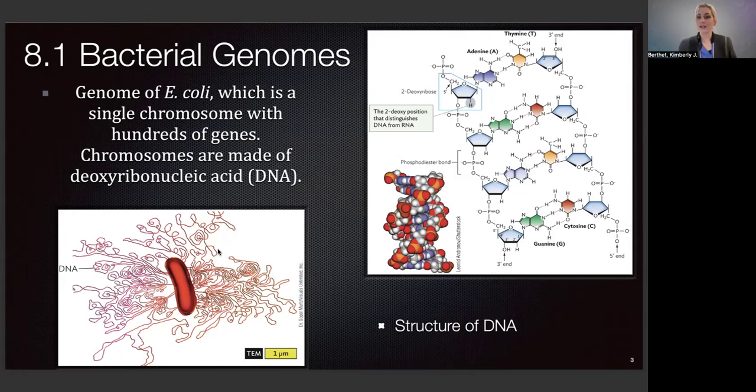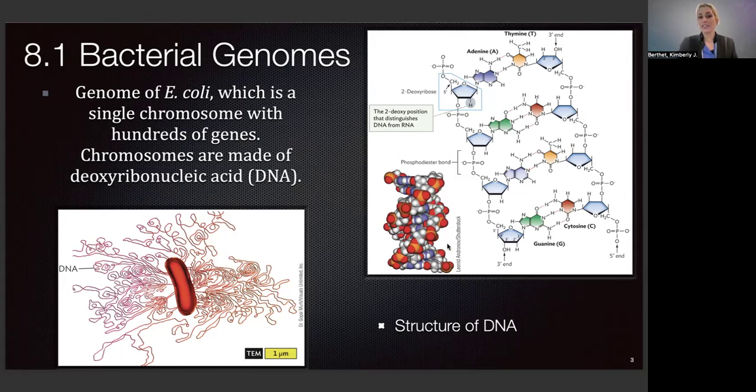DNA stands for deoxyribonucleic acid, and we can see the structure of DNA to our right. DNA is made of four bases: adenine, thymine, guanine, and cytosine. Here we see adenine and thymine bond together with two hydrogen bonds. We see this at the top. And at the bottom, we see guanine and cytosine bond together by three hydrogen bonds, making a slightly stronger bond as there's three of them.